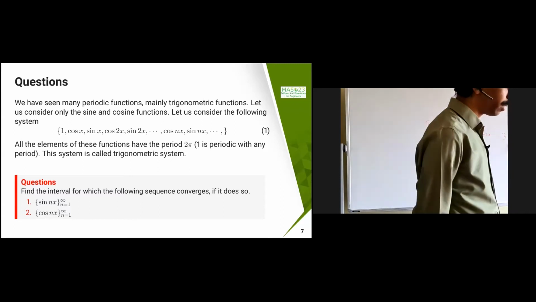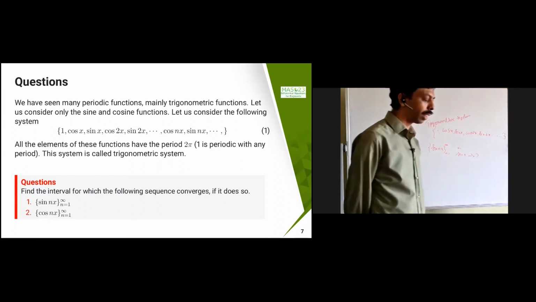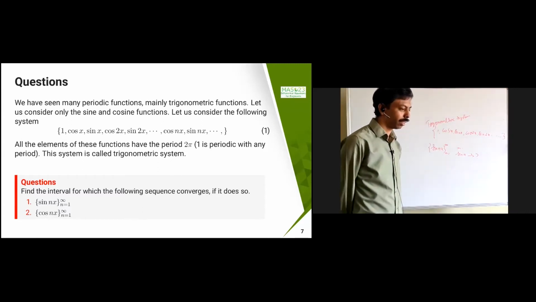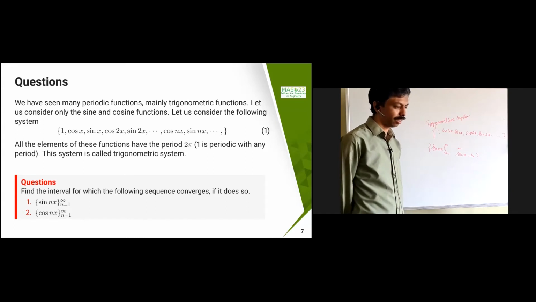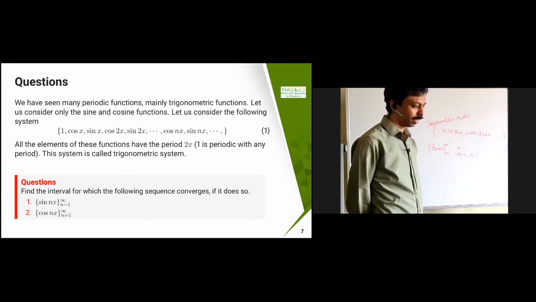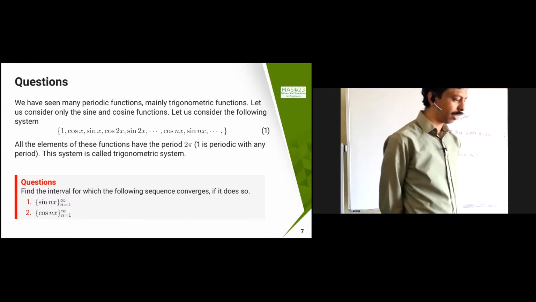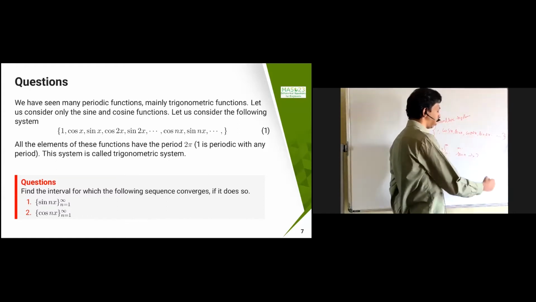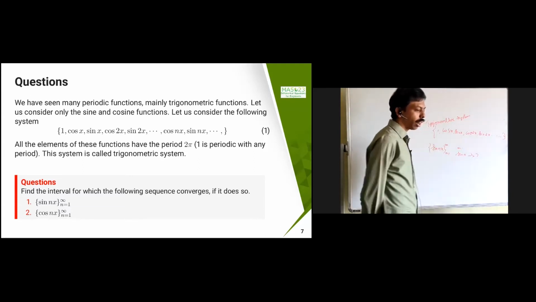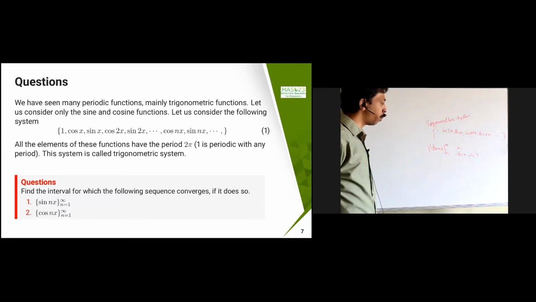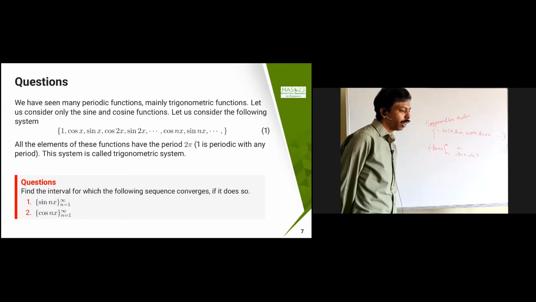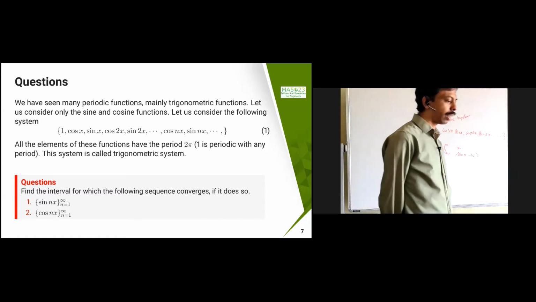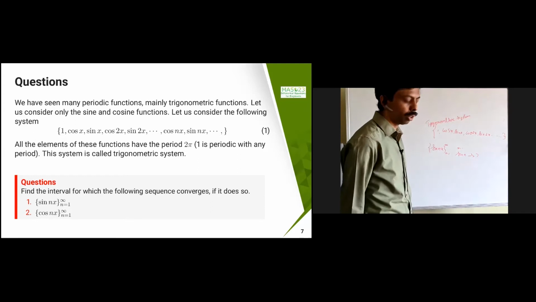If it converges, it should converge to one point, right? Where does it converge? We need to define one point. It is going to keep on oscillating, so it is not going to converge. Converge means it should converge to one single point. So for x equal to 0, it is going to converge because sin nx is 0.